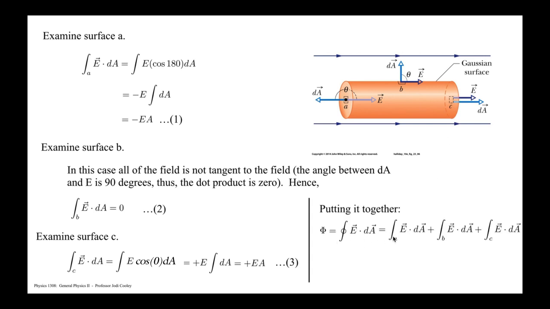So let's put it all together. We need to add the integral of E dot dA for surface A, the integral of E dot dA for surface B, and the integral of E dot dA for surface C. So we have minus EA plus 0 plus EA. When we add that all together, we find that the flux is 0. And this is exactly what we would expect, because the flux that came in is the same as the flux that's going out.